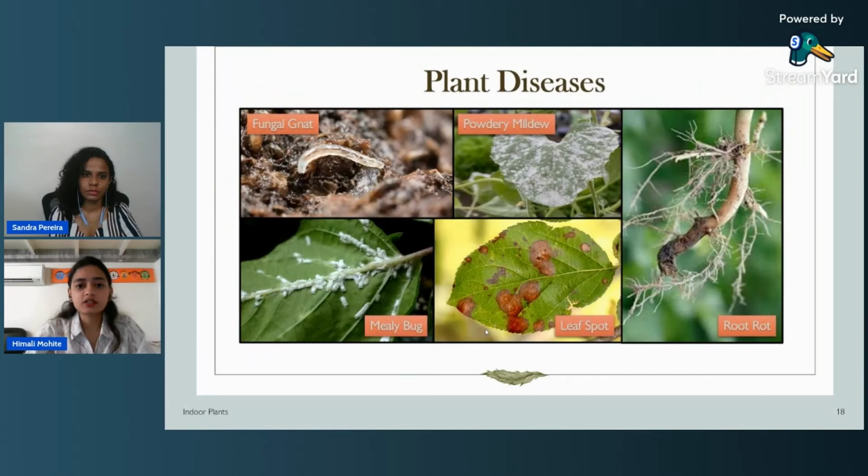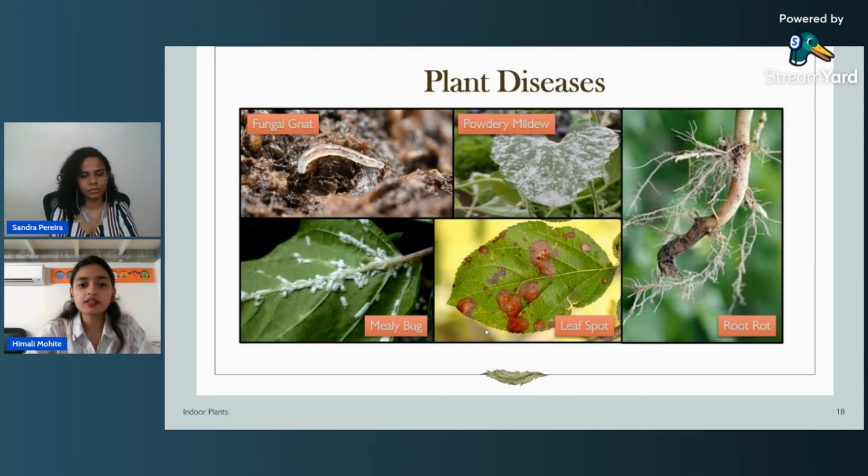Next is plant diseases. So sometimes if we do not take proper care of our plants, they are most likely to get diseases. So here are a few diseases that can be caused to our indoor plants. First is fungus gnats. These are larvae that feed upon the plant root. So what happens is they damage the plant root, and overall they degrade the quality of the plant. Next is powdery mildew. It appears like powder, and it is a fungal disease which is caused to the plants.